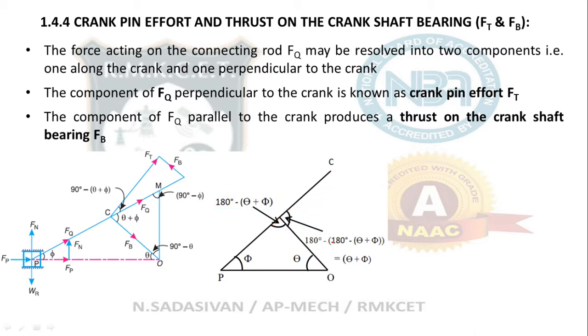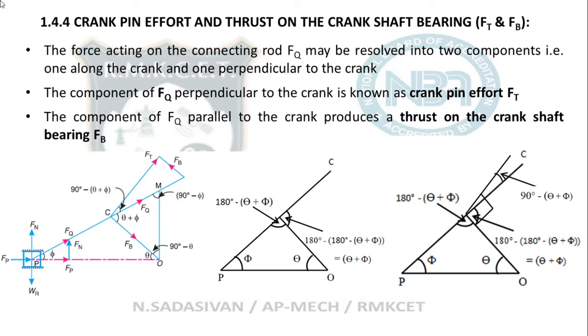Since this entire thing is 180 degrees, I want to find out this value, which is 180 minus the angle inside. So 180 minus, what is the angle inside? 180 minus (theta plus phi). So this 180 and 180 will get cancelled. The remaining thing will be theta plus phi. Theta plus phi is the angle here. So that is theta plus phi.